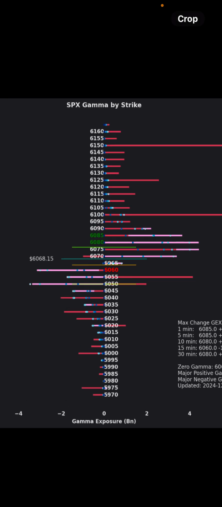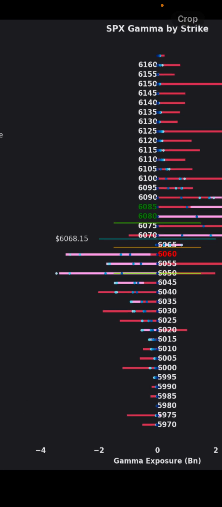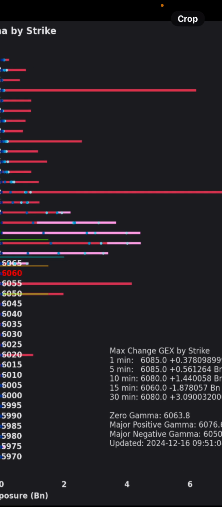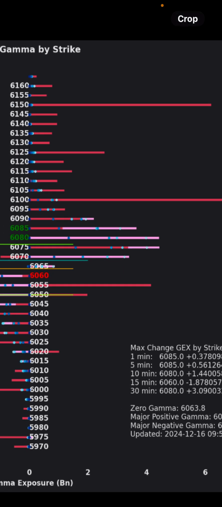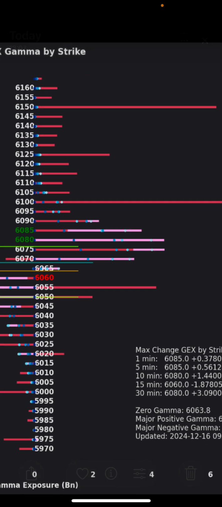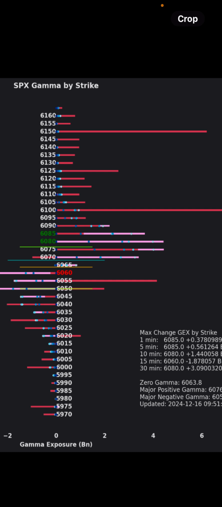So a little bit more interest at 60.50, right? Just below 4 billion, but we're still a little bit higher on the upside on the 60.75 and 60.80 strikes, above 4 billion in exposure, right? So, 20 minutes into the open, I'm leaning more bullish still, okay?